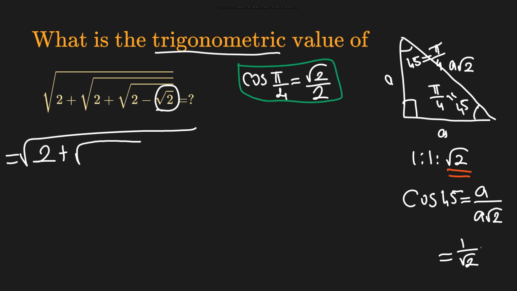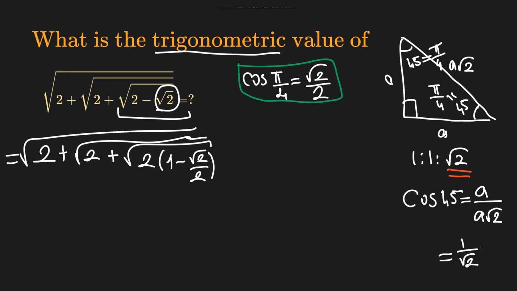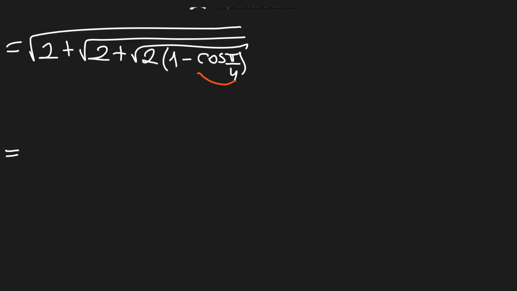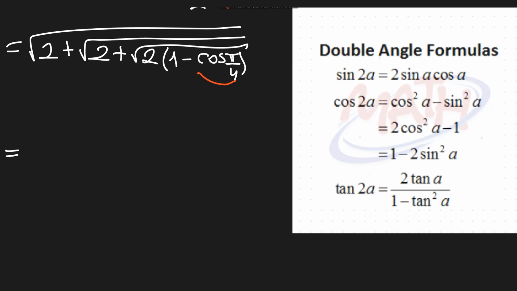We are going from the inside square root to the outside square root. Before plugging in the cosine, I want to factor out these two here. Let's substitute pi over 4. Two times 1 minus cosine pi over 4. I'm going to use the double angle formula here to get rid of the 1.